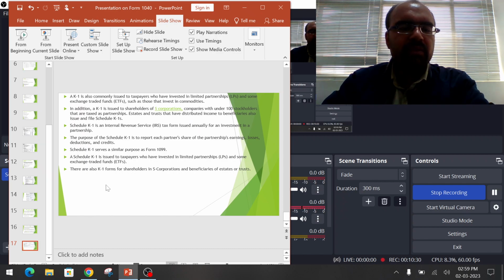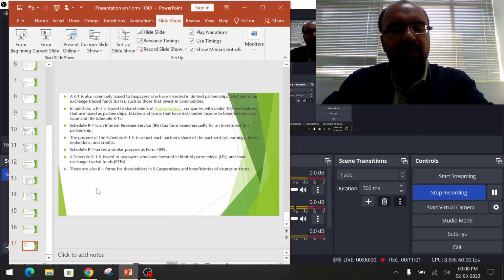A K-1 is also commonly issued to taxpayers who have invested in limited partnerships and some exchange traded funds, such as those that invest in commodities. In addition, a K-1 is issued to shareholders of S corporations, companies with under 100 stockholders that are taxed as partnerships. Estates and trusts that have distributed income to beneficiaries also issue and file Schedule K-1s.